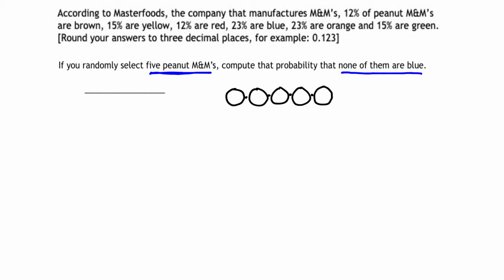Well, none of them being blue, how could we get that occurring? Let's break it down individually a little farther. Let's focus on our first M&M. And we want this M&M to not be blue. So in other words, what would be the probability that it's not blue? Well, we have a rule for complementary events, right? If I want to know the probability that the M&M is not blue, I simply take 1 minus the probability that the M&M is blue, correct?